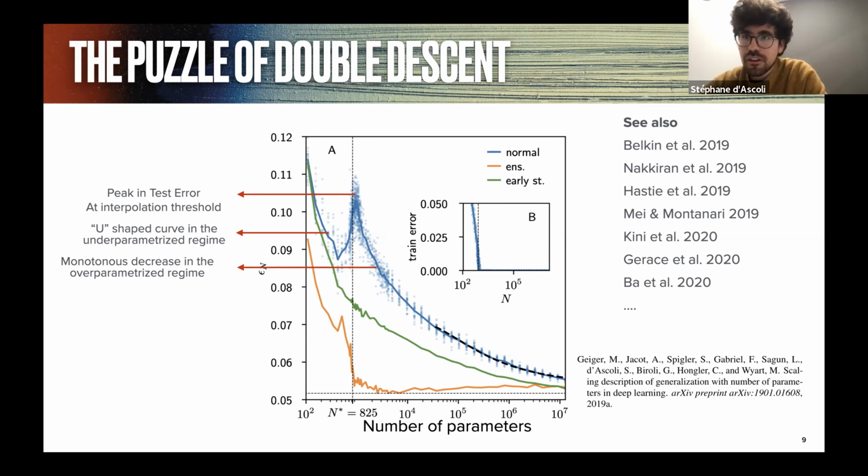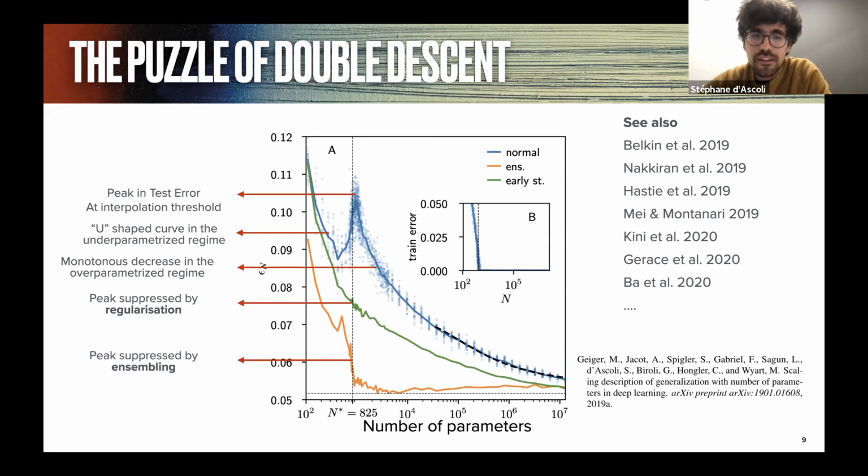Now, we also have two other curves on this figure. We have a green curve, and this green curve corresponds to what happens if we perform regularization, in this case, early stopping. And you see that, again, the test error goes down as we overparameterize, but we don't get the peak anymore.